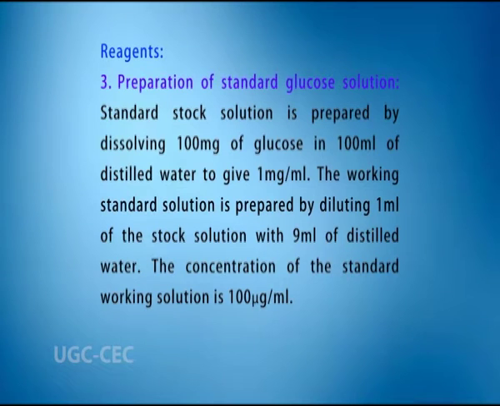Next, preparation of standard glucose solution. Standard stock solution is prepared by dissolving 100 mg of glucose in 100 ml of distilled water to give 1 mg per ml. The working standard solution is prepared by diluting 1 ml of the stock solution with 9 ml of distilled water. The concentration of the standard working solution is 100 microgram per ml.